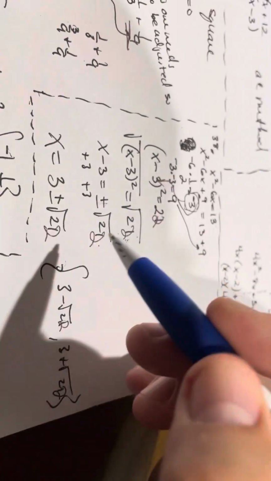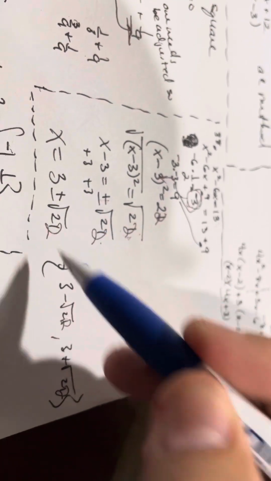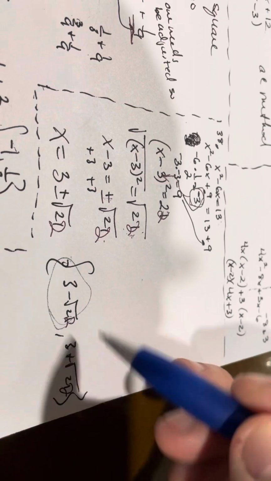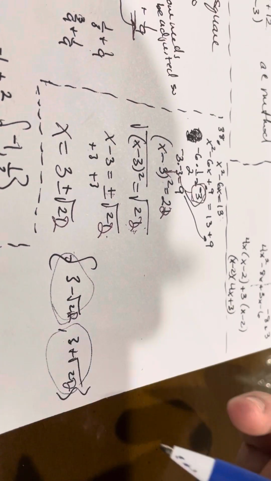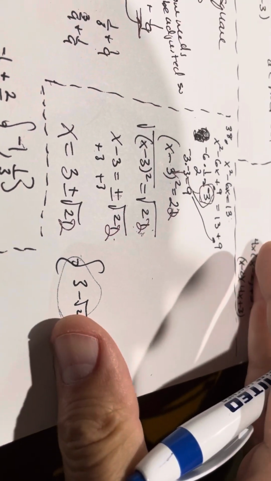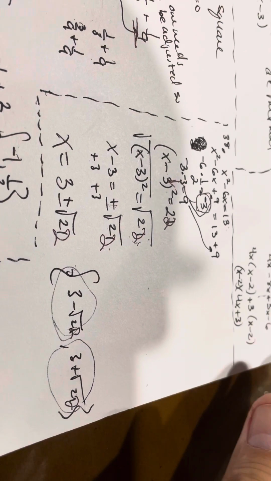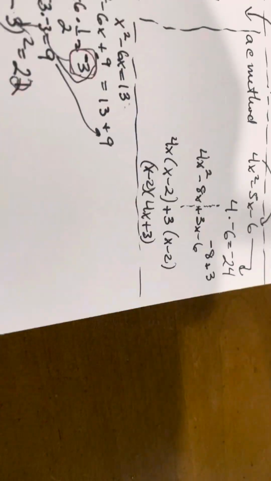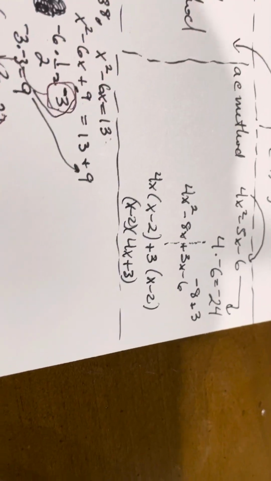Then I'm going to add 3 to both sides. So I have 3 plus the square root of 22 and 3 minus the square root of 22. Here's our 3 minus because that's the leftmost one, and here's the 3 plus, and that's the rightmost one. Okay, so hopefully that makes sense. All right, I'm going to do the quadratic videos next.